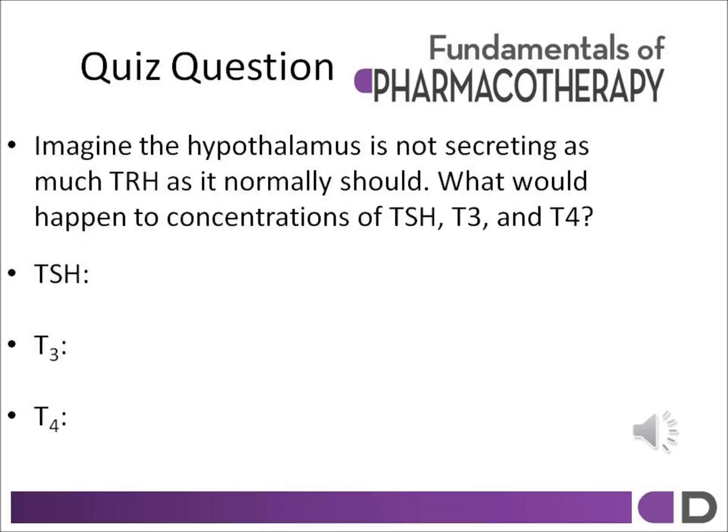So let's take a second to pause and think about the interaction of the hypothalamus pituitary thyroid axis. Imagine that the hypothalamus is not secreting as much TRH as it normally should. What would happen to the concentrations of TSH, T3, and T4?